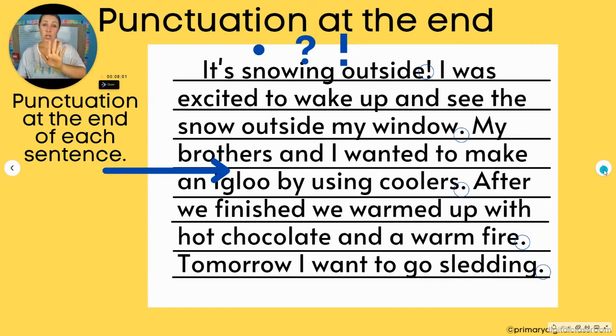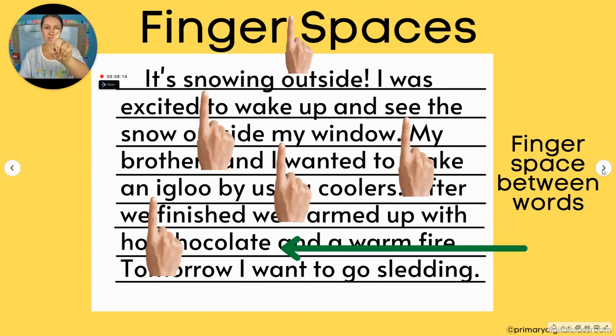And then look for punctuation at the end. So we're looking for a period, a question mark, or an exclamation mark in our writing at the end of each sentence. So make sure it's there at the end of each sentence. Finger spaces. So make sure you have finger spaces in between each word. If you see a couple words that are kind of combined, go ahead and erase them. Make sure you have a little bit of space in between them.